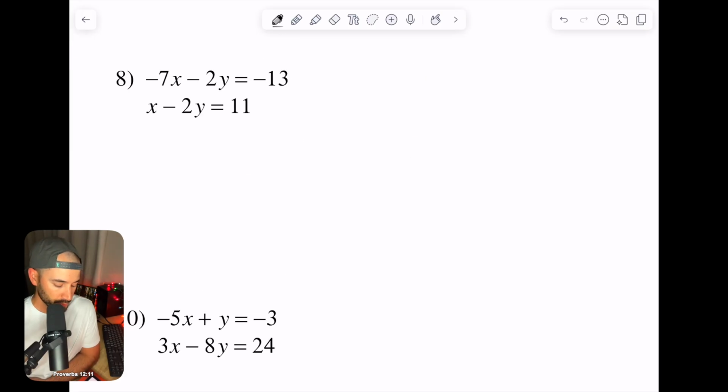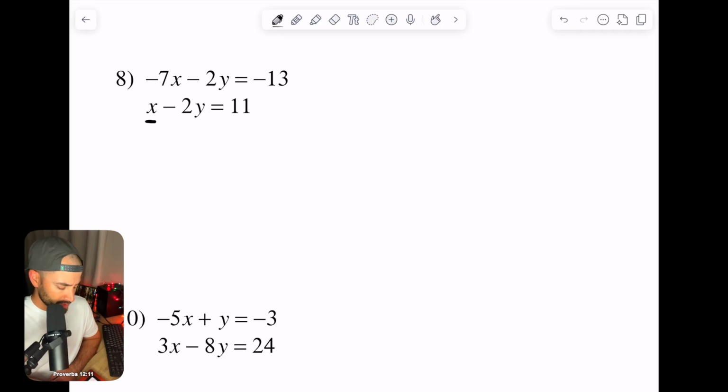So those two problems are pretty straightforward, but you don't always get the equations set up perfectly like that, okay? So let's look at a little bit harder problem. So number 8 says negative 7x minus 2y equals negative 13. And then we have x minus 2y equals 11. So notice this time we don't have x equals or y equals, okay? So we need to rearrange one of these equations to get x or y by itself. And you can do this a number of different ways. But for this one, I'm noticing that we already have x right here.